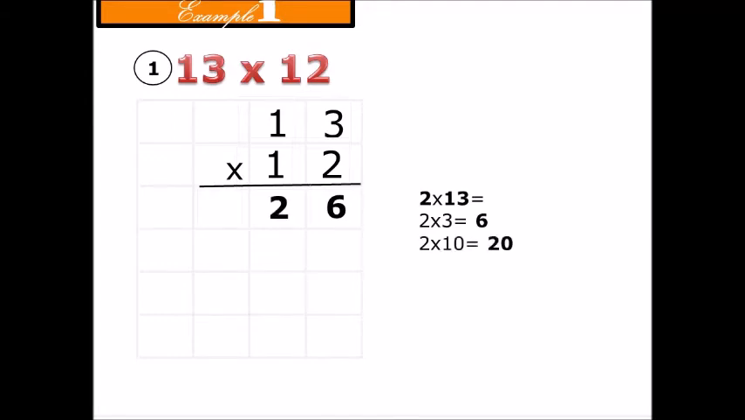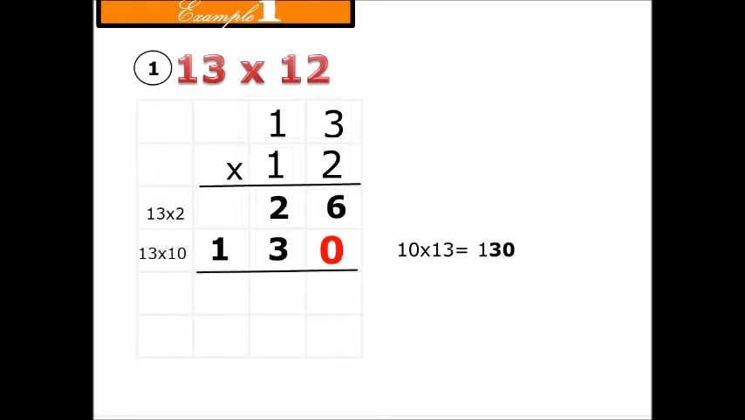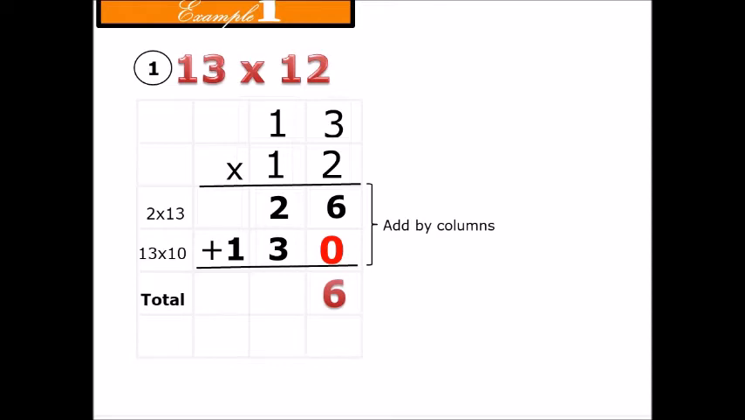2 times 3 is 6. And 2 times 1 is 2. So 26. That means 2 times 13 is 26. Then you come, you take the 10. 10 times 3 is 30, and 10 times 10 is 100, so 130. So 26 plus 130, you have 6 plus 0 is 6, 2 plus 3 is 5, and then 0 plus 1 is 1. So you have 156. So 13 times 12 is 156.